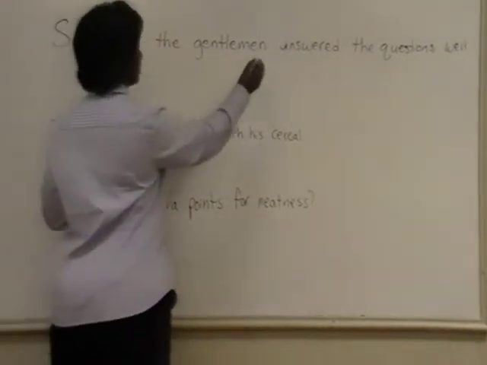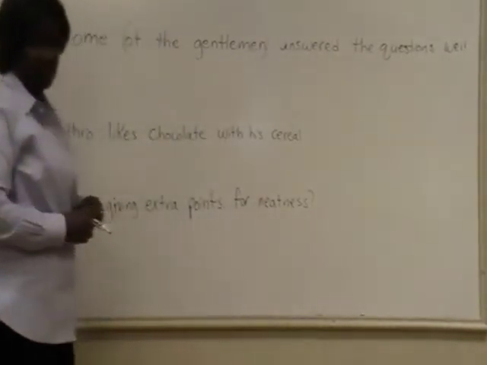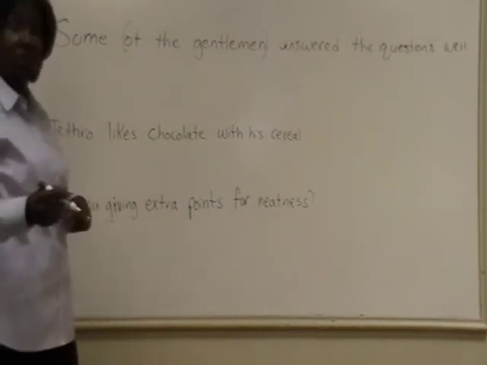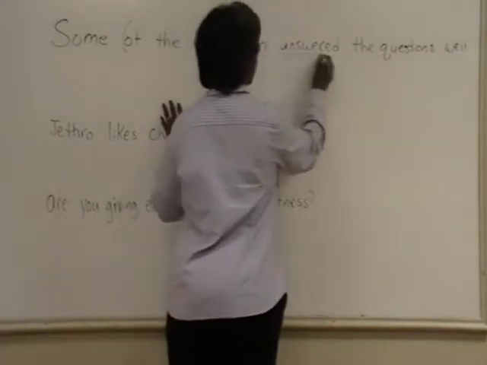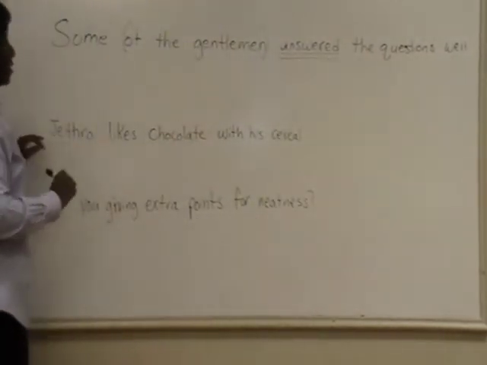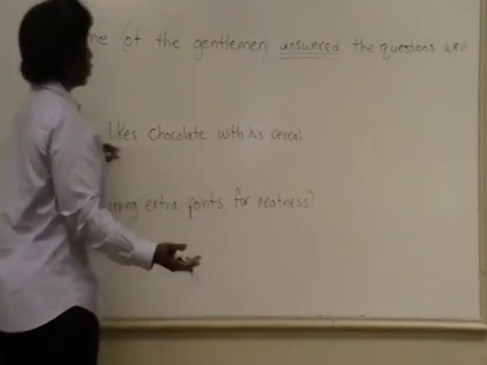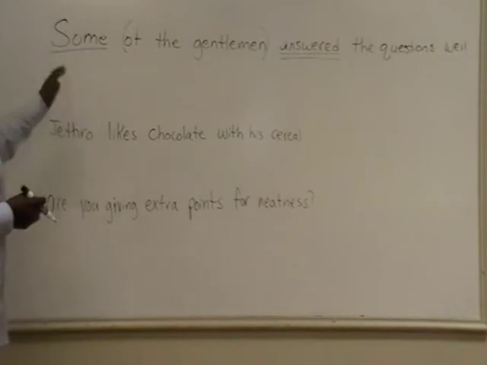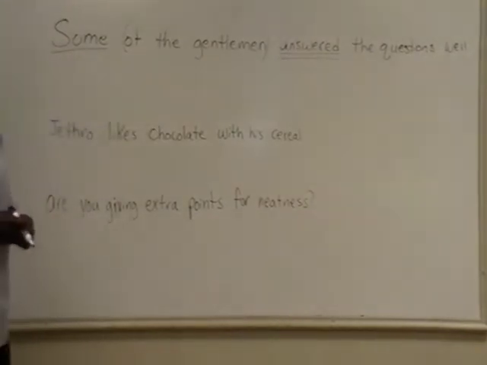Of the gentleman is a prepositional phrase. We put that in parentheses. And that's the only prepositional phrase. Then we're going to look for verbs and put two lines under the word answered because that's showing action. And then we ask ourselves who answered or what answered. And we put one line under some because that's telling you who answered.